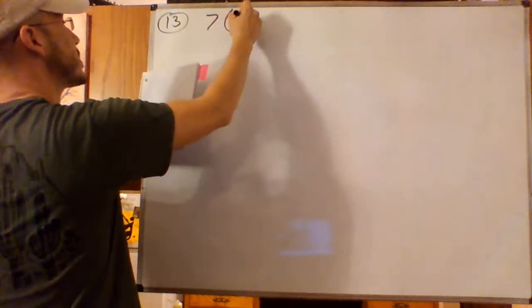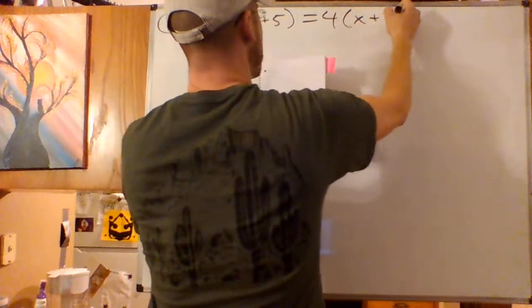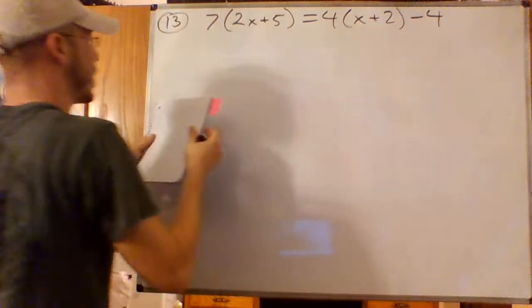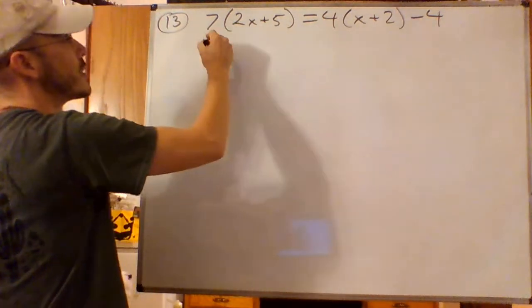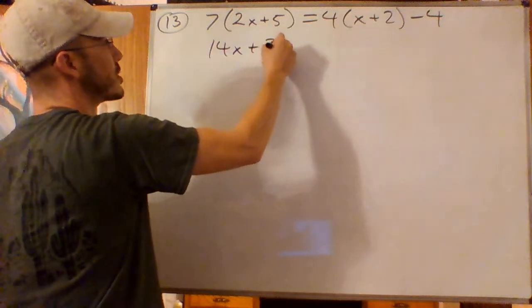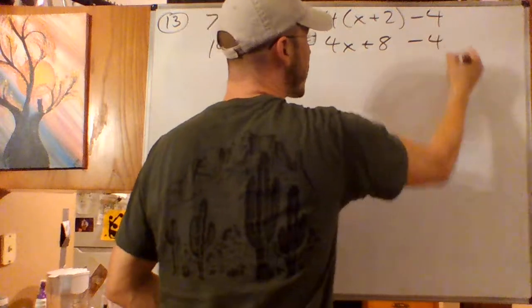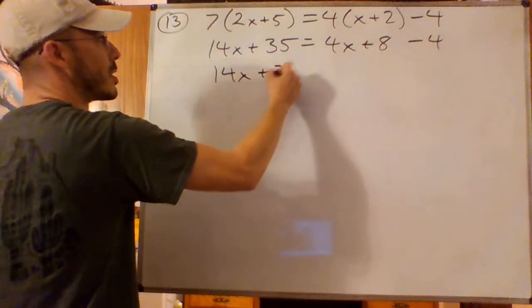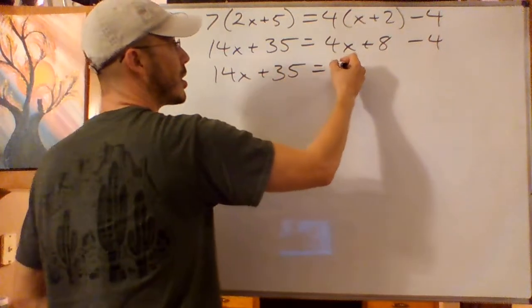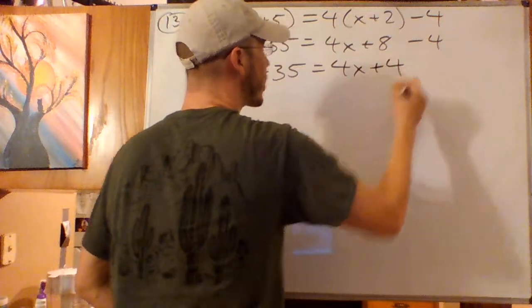For number 13, it said 7 times (2x plus 5) equals 4 times (x plus 2) minus 4. And to solve this one, I'm going to distribute first on both sides. Here it's 14x plus 35. Here it's 4x plus 8, and then the minus 4. Now I can combine like terms over there, but that's just 4x, but then plus 8 minus 4 is plus 4.